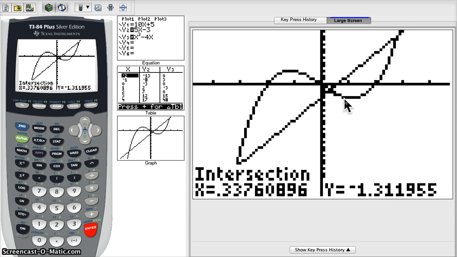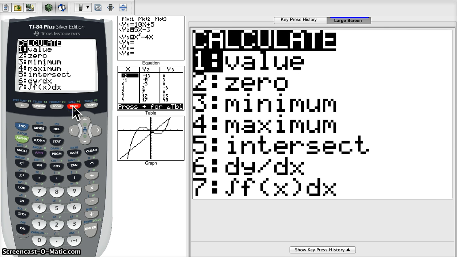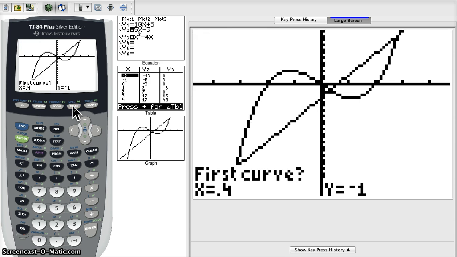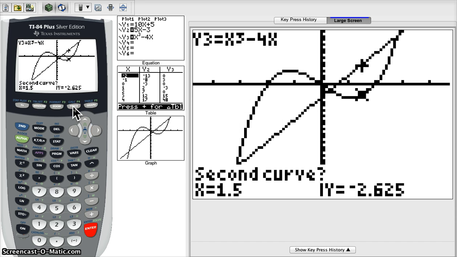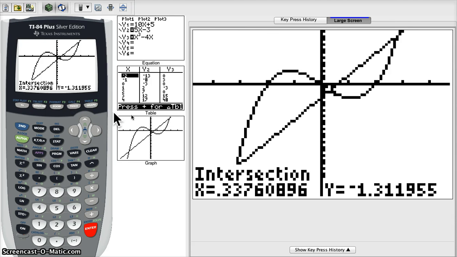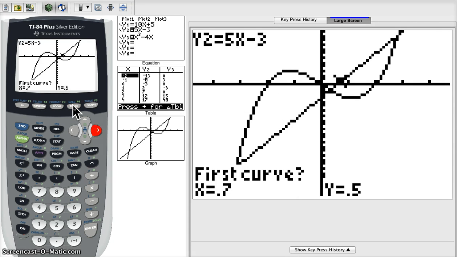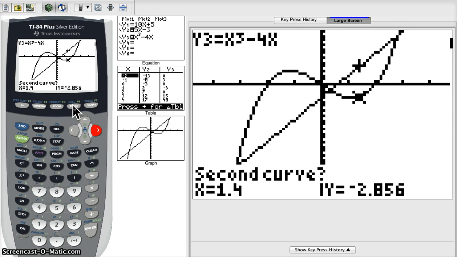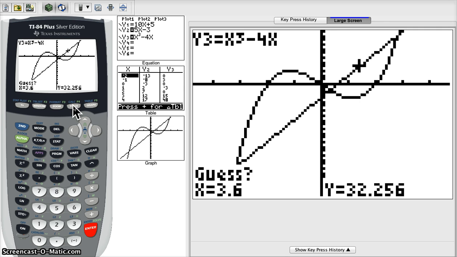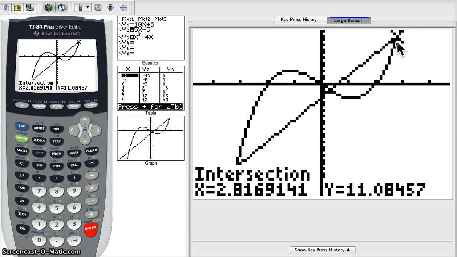And then my third intersection, if I want to find it, let's say I cared about all three solutions to this system, I would have to go more to the right. Now let's see if this finds it. That still found this one, so that wouldn't work. What I've got to do is go to calculate, intersect. My first curve is this, and then I'm going to trace this till I get past where they meet. Now it found the intersection point I was looking for over here, 2.81 and 11.08457.